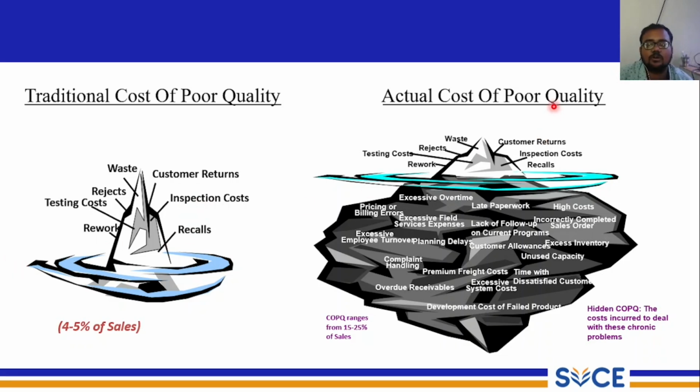But actually, the cost of poor quality is something way beyond this, something which is very hidden. The excessive employee turnover, planning delays, premium freight costs, excessive system costs, the high cost due to incorrectly completed sales orders, the excess inventory, unused capital, all these parameters, right? Everything is incurring an additional burden to the organization. So all these parameters are adding up to the cost, which is not seen outside. So these parameters are adding up to the cost of poor quality. Hence it is closer to almost 15 to 20% or 25% of actual sales.